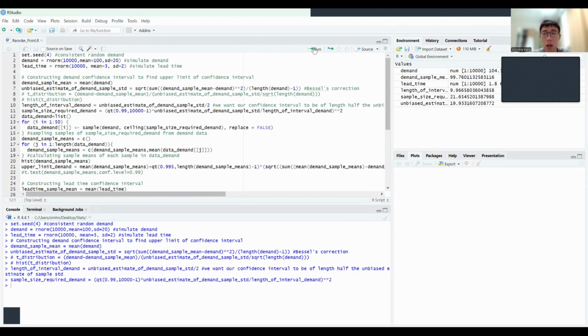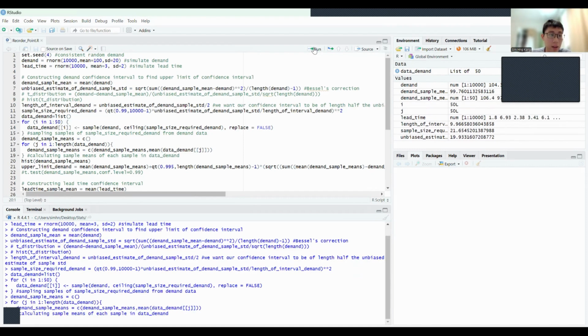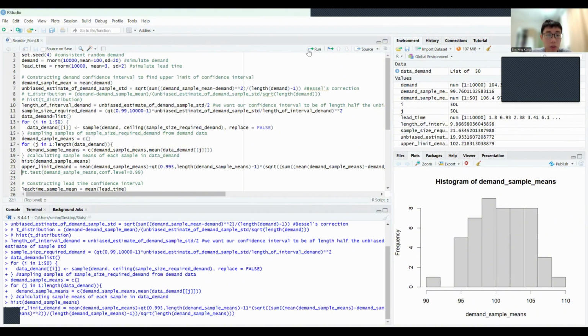And then we initiate the data for the demand as a list, and we take samples from the demand and store them within the data demand. Next, we initiate a demand sample means vector, and we store all of the demand sample means into this vector. As you can see here, we can see the histogram of the demand sample means. After that, we calculate the upper limit of the demand, and it will give us that number.